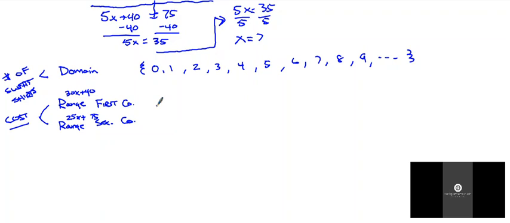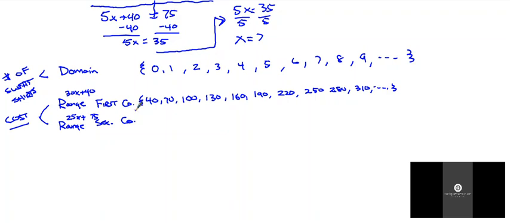If you didn't buy any shirts at all for the first company, the output would have been 40. And then it went up 30 each time. So for one shirt, it would have been 70, then 100, then 130, then 160, 190, 220, 250, 280, and then 310, and so forth and so on.